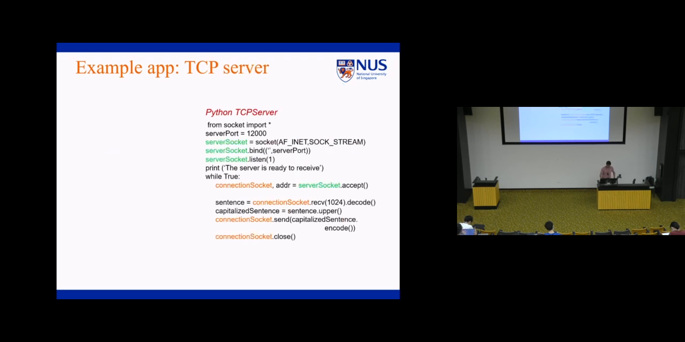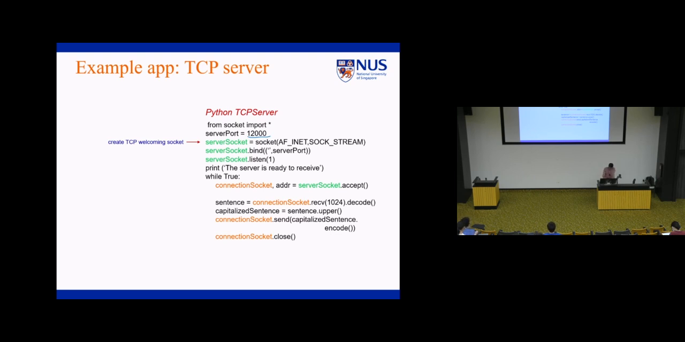Now let's look at the TCP server. Again, we are importing the same socket module, and we are indicating the server port number here to be about 12,000. Again, this is the port number for the welcoming socket. Now, I indicated these two socket objects by two different colors. The first one, the green one, the server socket, is also called the welcoming socket. And the orange colored one is the connection socket.